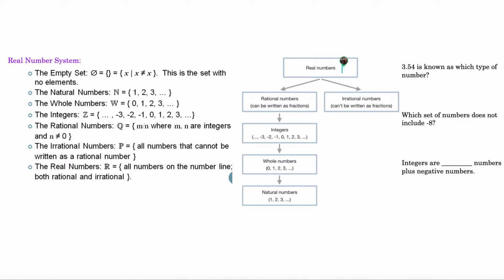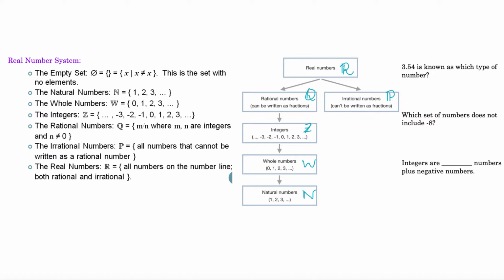So we represent the real numbers with the letter R. We represent the irrational numbers using the letter P. We represent rational numbers utilizing a Q. We can represent integers utilizing the letter Z. We can represent whole numbers utilizing a W. And the natural numbers utilizing the letter N.